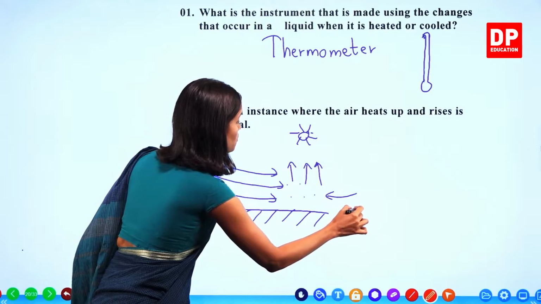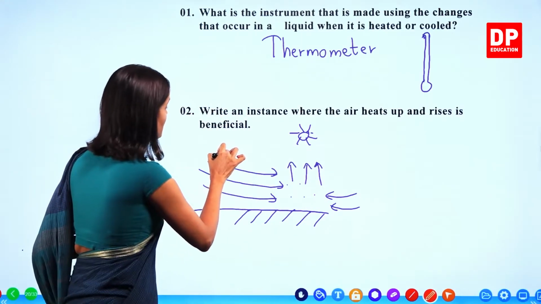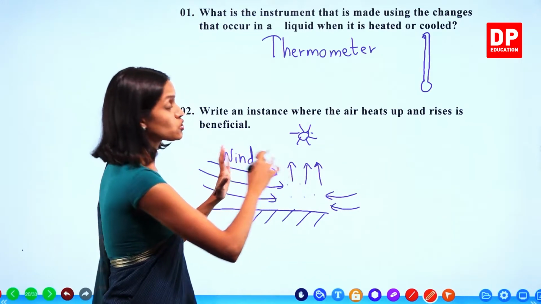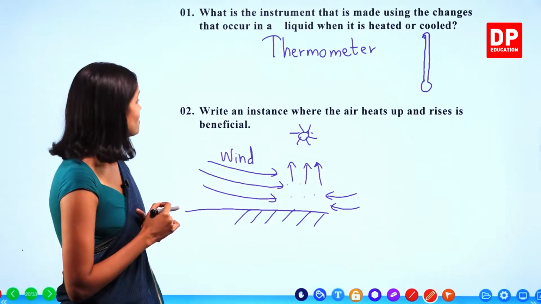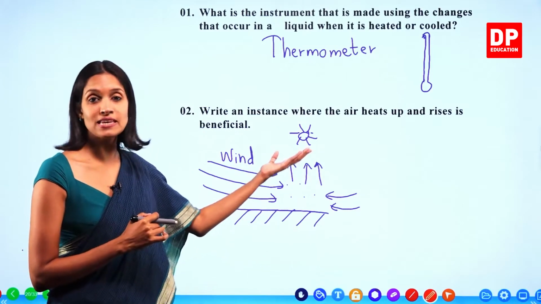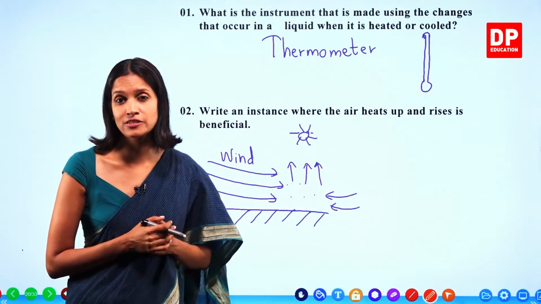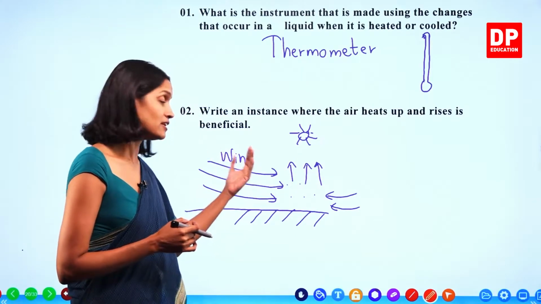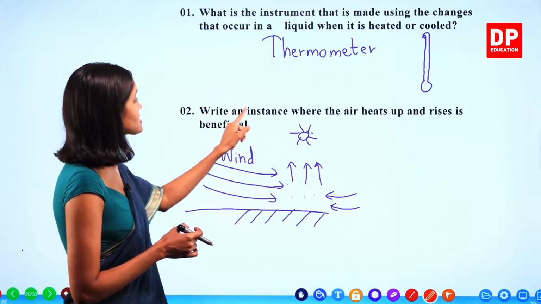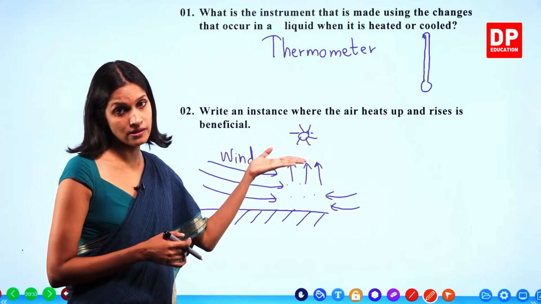Right? Air comes from the surroundings and this flowing air is known as, what is the name given? Wind. The flowing air is known as wind. Right, children? So you all know that this happens because the air gets heated up. You all know that wind is a very important factor in the environment. Right? We need wind in our day-to-day lives. Okay? So what happens? Write an instance where the air heats up and rises is beneficial.